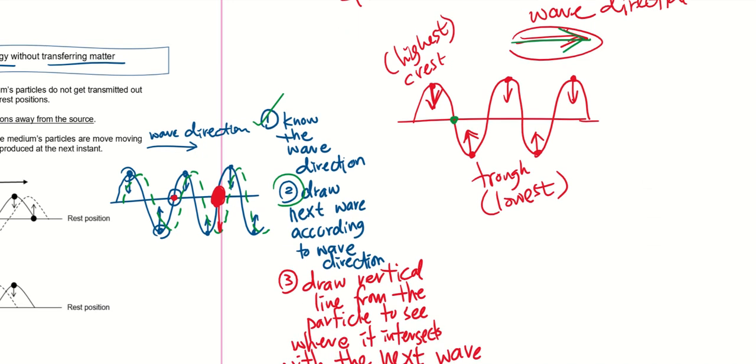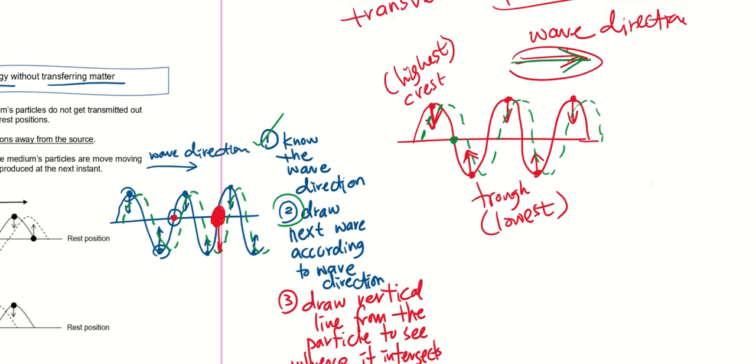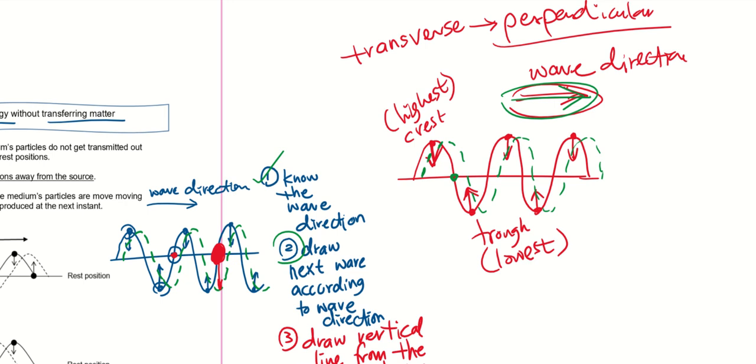Okay, step 2 is a little bit harder. You must draw the next wave according to the wave direction. Meaning I will, with a dotted line, draw the next wave in the direction of the wave motion. The wave is going from left to right, so I will see the wave shifting to the right. Because the wave is going left to right, I'll see the wave shifting to the right a short time later. So I just sketch.